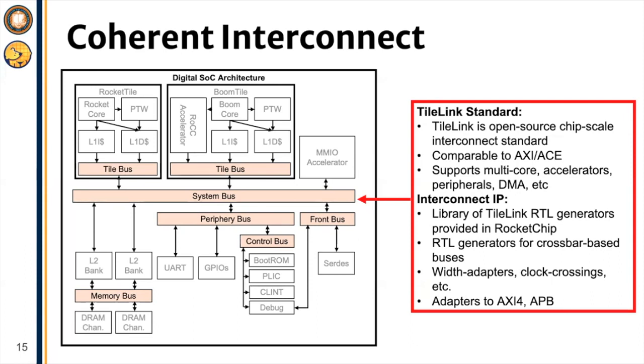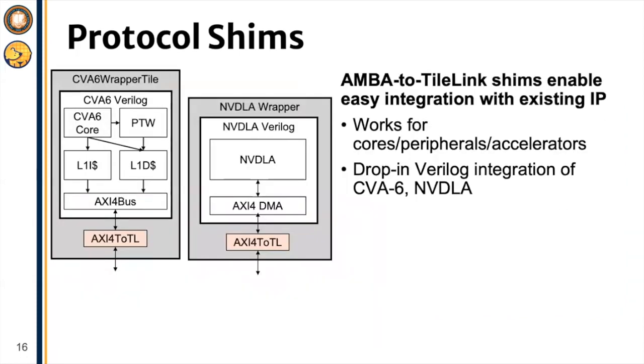In terms of the actual IP that implements TileLink, there's a library of TileLink RTL generators in Rocket Chip that implement things like crossbar-based buses with adapters, clock crossings, buffers, and also, notably, adapters to AXI4 and APB. So these AMBA-to-TileLink shims enable easy integration with existing IP.